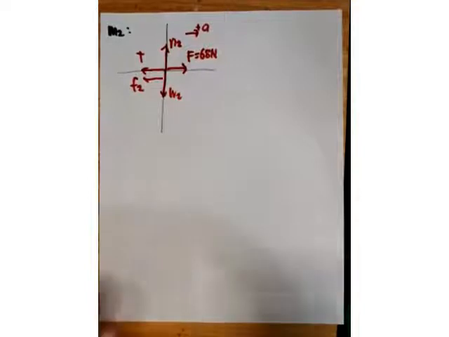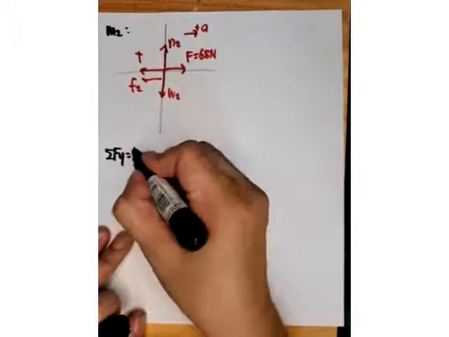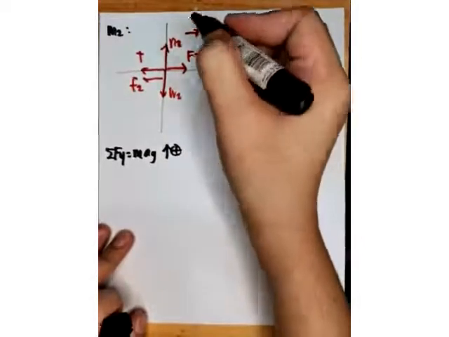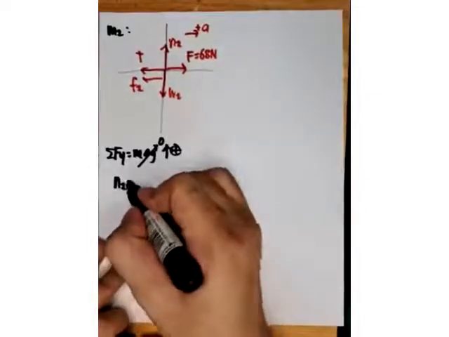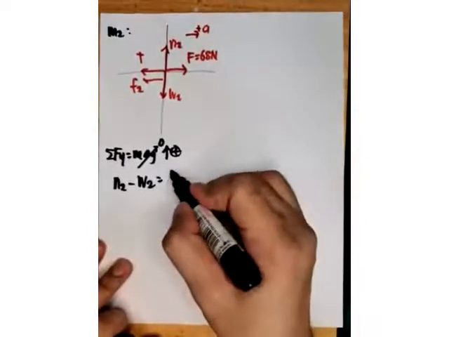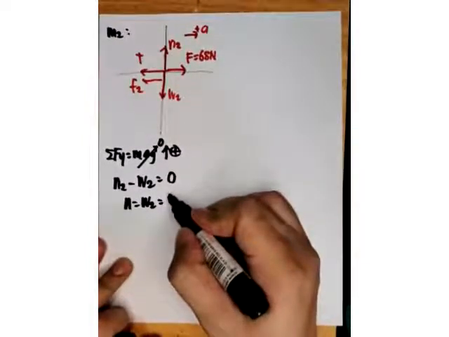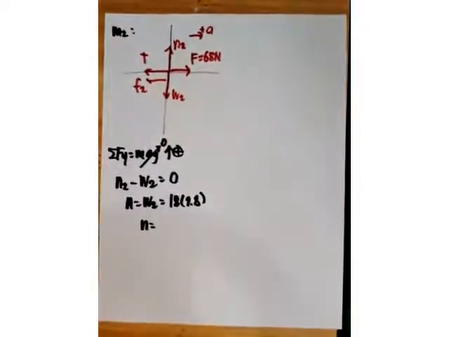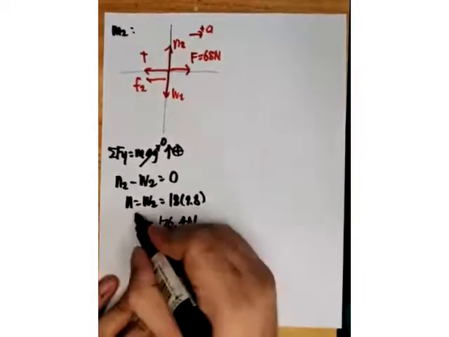Again, we have frictional force. So therefore, we'll start with y. So summation of forces along y is equal to may. Going up is positive. But again, acceleration is only along x. So therefore, this is 0. So what are the forces along y? We have N2 minus W2 is equal to 0. So normal is equal to weight 2. And that is 18 times 9.8. So the normal force is 176.4 newtons.